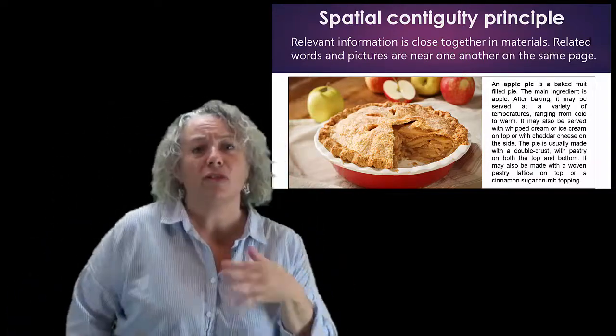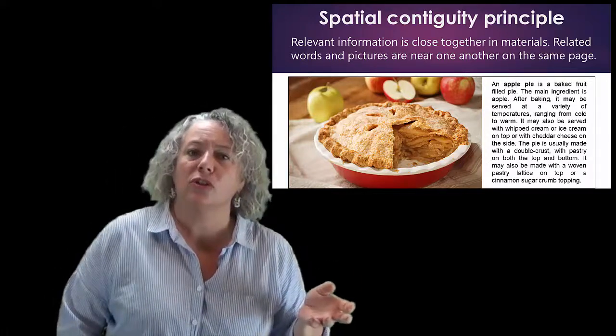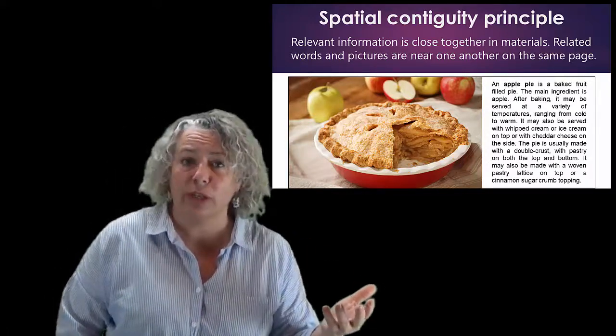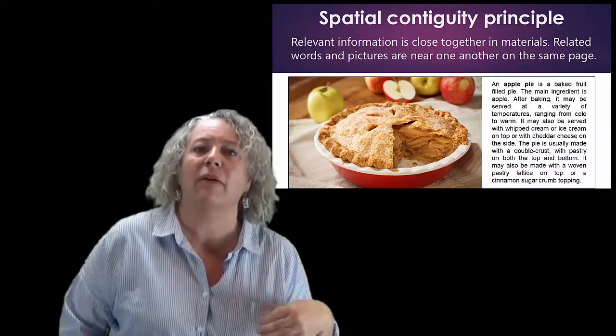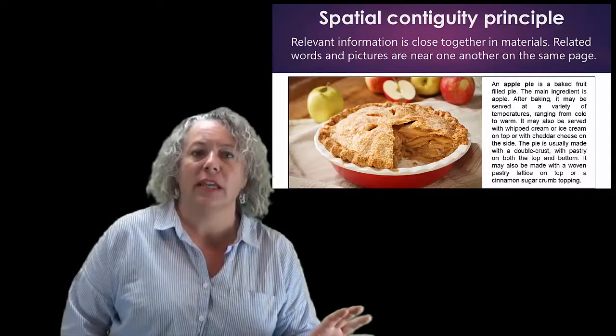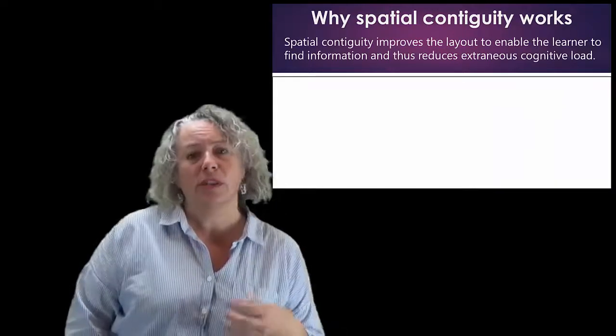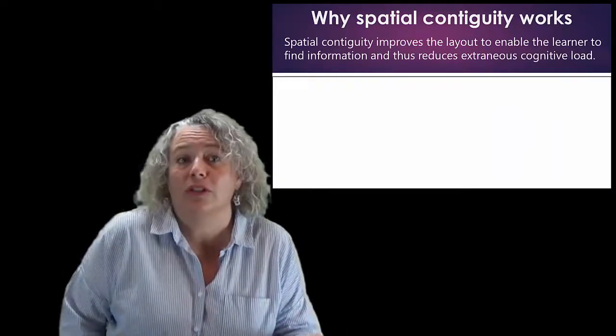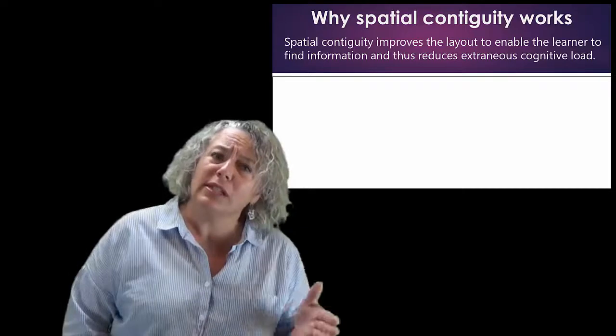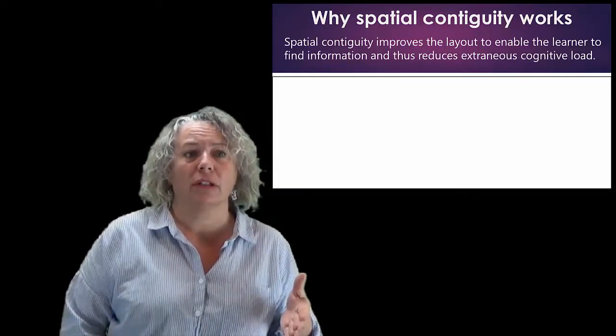The learner doesn't have to turn a page to go back and look at the picture. They don't have to go ahead to a screen to remember what the text said about it. It's all close together. So why does spatial contiguity work? Well, this principle helps learners find relevant information. It focuses their attention and direction.